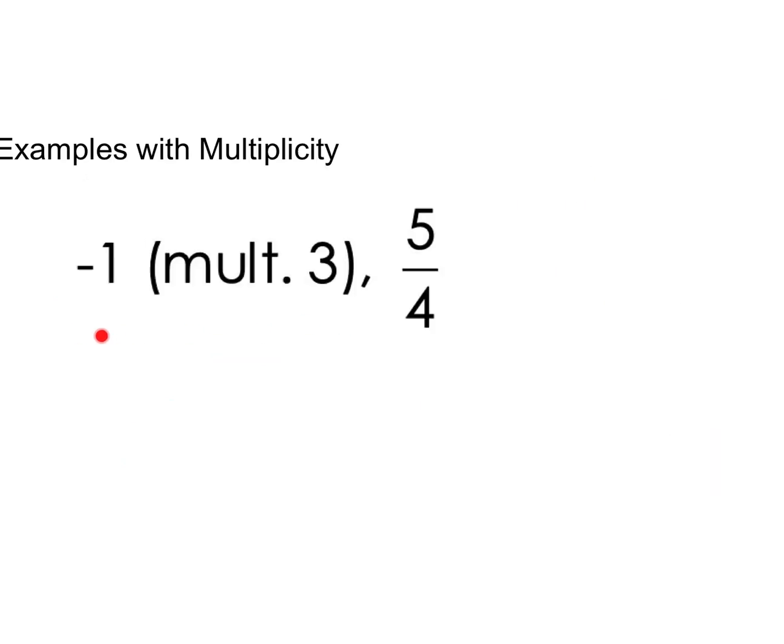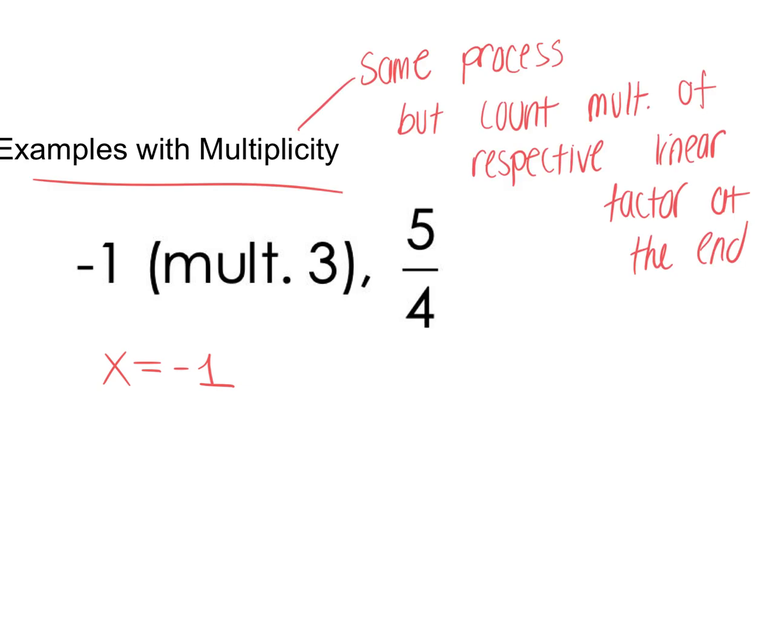Here we have examples with multiplicity. So what that means is we just do everything the same, but then we count multiplicity at the end. So it's the same process, but we count the multiplicity of the respective linear factor at the end. So we have x equals negative 1. This is 3 times. And we have x equals 5 over 4.